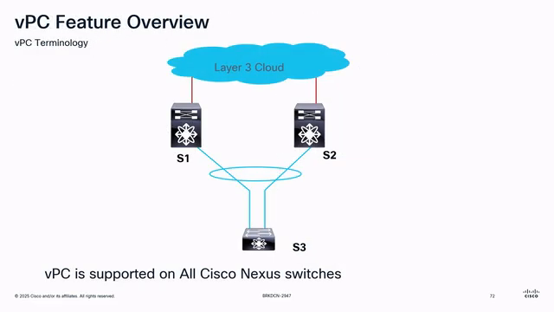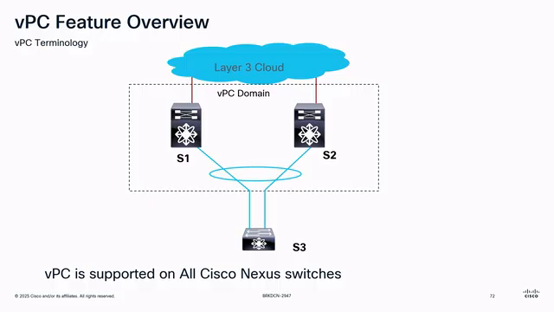Now, for the VPC overview, this is just more terminology. I'm not sure if you want me to go through this a little bit, guys. This is the domain. These are the two devices. One of them is considered the primary, and one of them is considered the secondary. They have a peer link between them. This is where we can send control traffic.